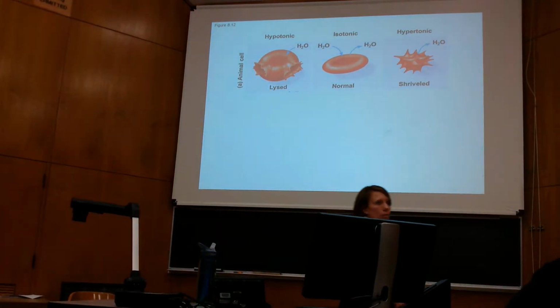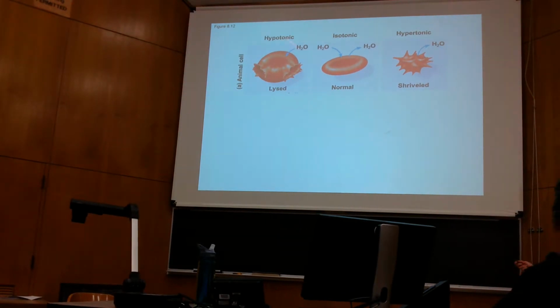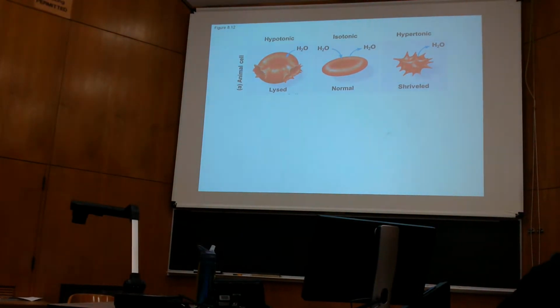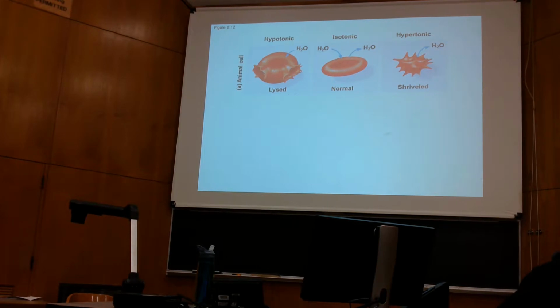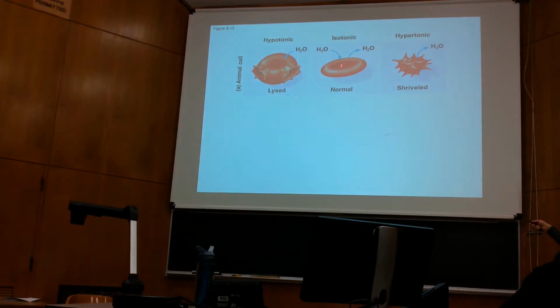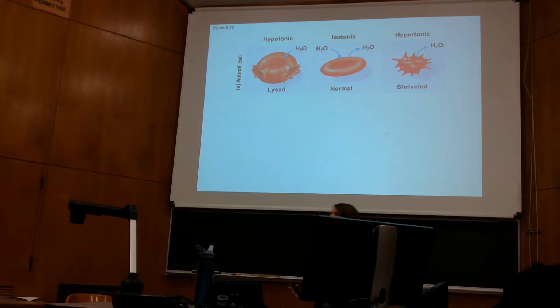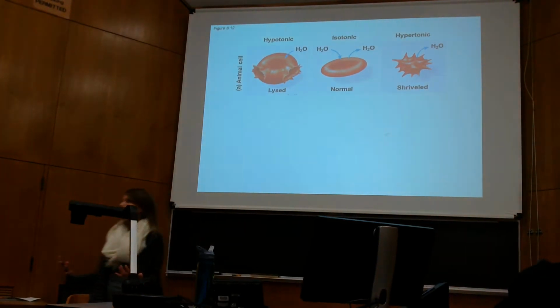Okay, so let's look at a picture. Let's consider an animal cell first, right? Remember, animal cells have a plasma membrane, no cell wall. In an isotonic solution, the solutes are equal outside the cell and in the cell. Water goes in and out at the same rate. This is where our cells are happy. We want to be in isotonic solutions.